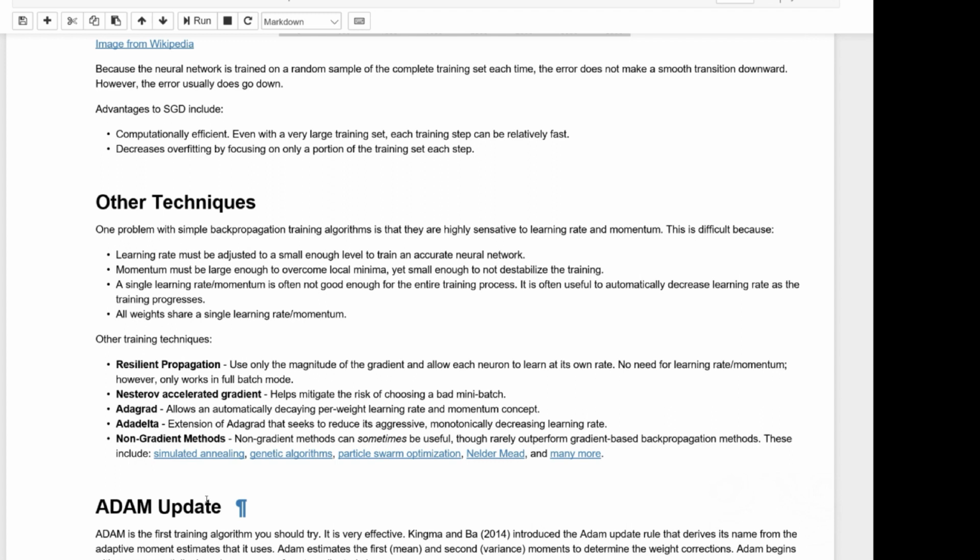Nesterov accelerated gradient, what that does is with stochastic gradient descent, it helps to mitigate the risk of just picking a really bad mini batch that then damages the rest of the training that you've done. There's AdaGrad and AdaDelta. AdaGrad basically keeps a per weight decaying learning rate, but it's monotonically decreasing. It never increases again. So that's why AdaDelta was created, to address AdaGrad's issues where that learning rate could just go in a direction and decrease to pretty much zero.